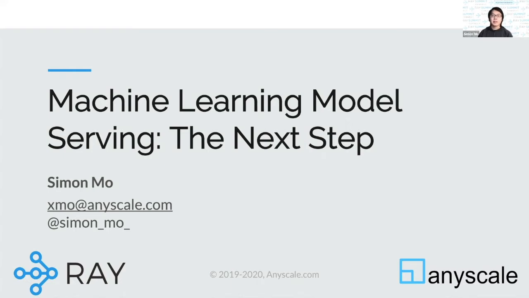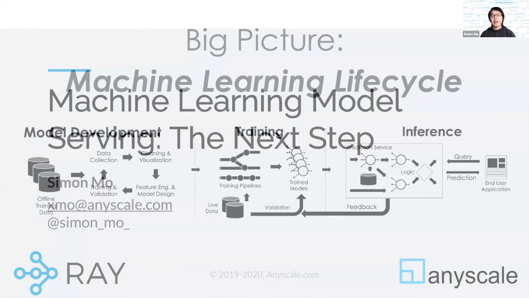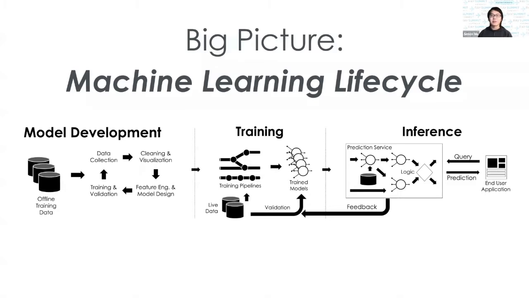So let's start with what is model serving, and in particular, where does it fit into the machine learning lifecycle? To build and deploy machine learning powered applications, we roughly have three major steps. You develop the model, train the model, and perform inference on the model. Model development is where we collect the data, analyze the data, and iteratively improve the modeling. Once we have the model, it's pushed into a training pipeline that learns from live production data.